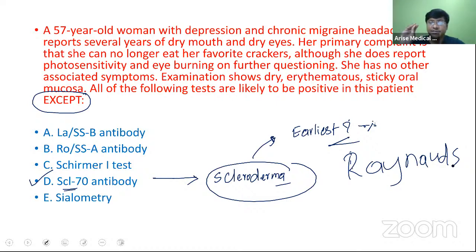Initially the fingers will turn pale in color due to vasoconstriction. Later there will be bluish discoloration, that is cyanosis, and later they may turn red in color due to reflex vasodilatation of the blood vessels. So the earliest manifestation you will see in scleroderma is Raynaud's phenomenon. This completes the discussion of scleroderma as well as Sjogren syndrome.